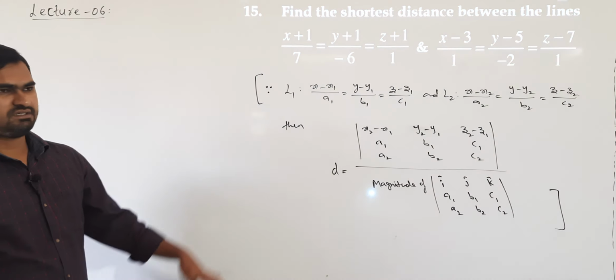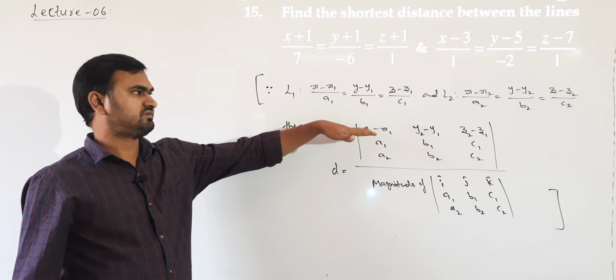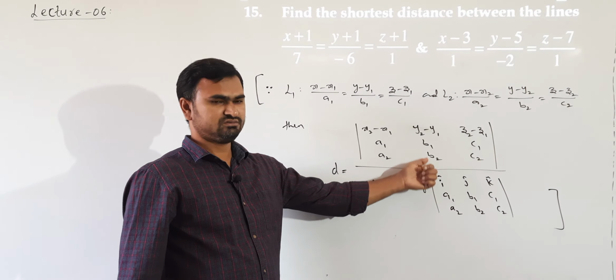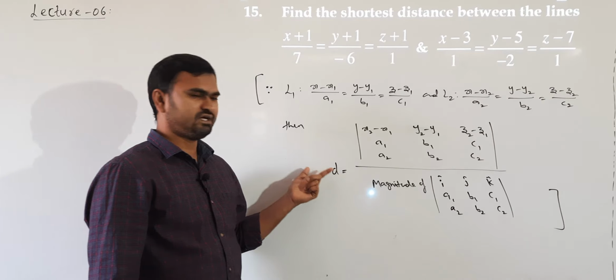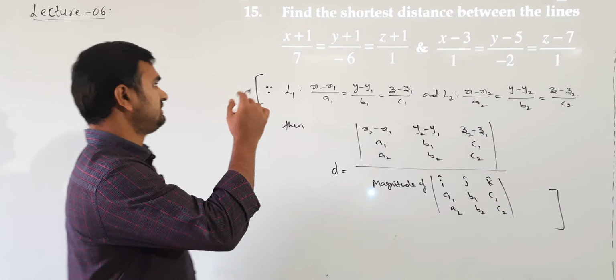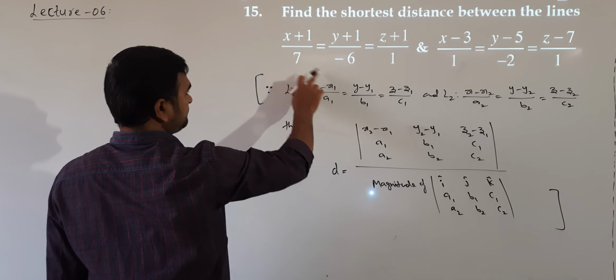Now compare with the standard form of lines. See what are x1, x2, y1, y2, z1, z2 and what are a1, b1, c1, a2, b2, c2 and substitute in this formula, evaluate, simplify, we will get the distance between two lines. Understand? So given lines, compare with the standard form.